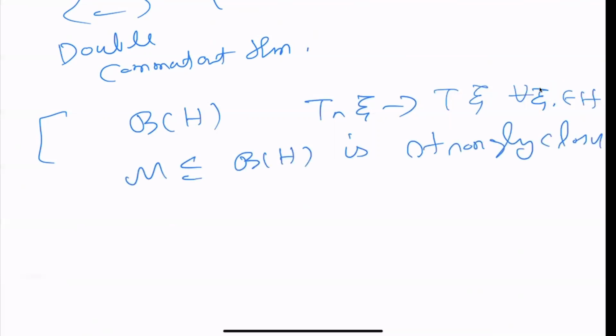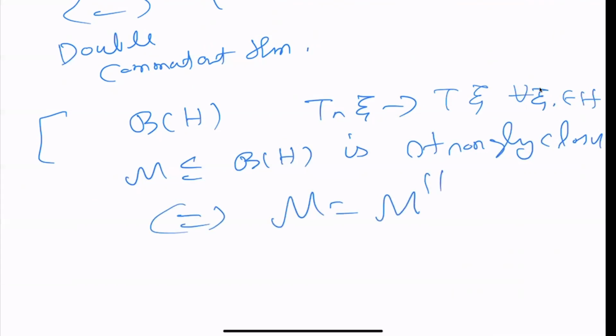Closed. Actually, you can use other topologies also, but I don't want to bring in all those topologies. Sigma weak topology, it's the same thing, except norm topology. For an algebra, the closure is the same if you take any of these topologies. But let us not talk about those things. This is equivalent to saying M is equal to M double commutant.